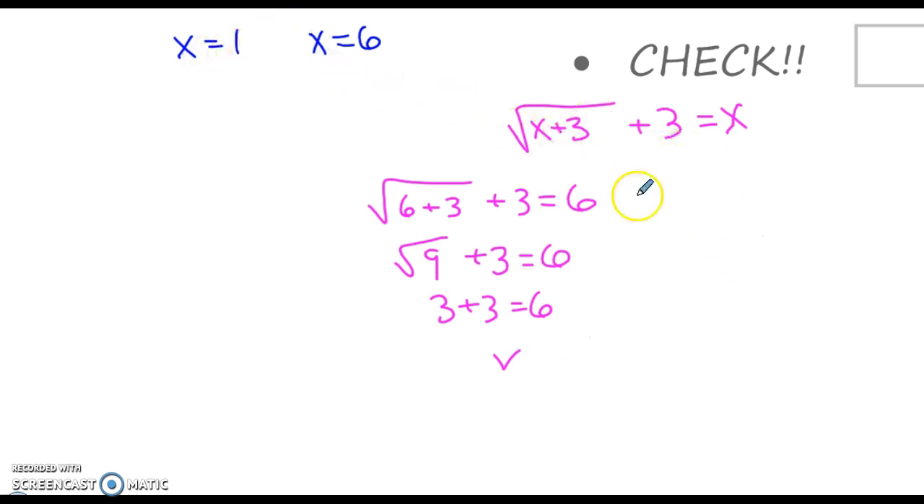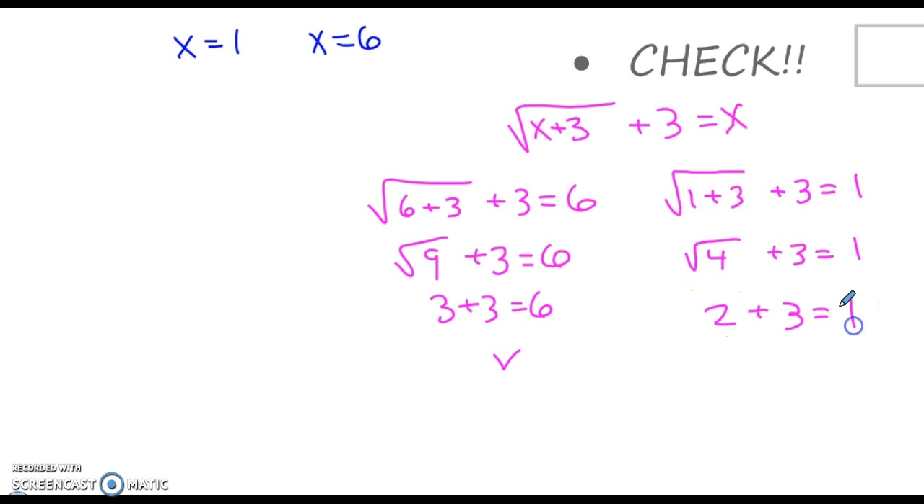Now I'm going to plug in my other answer, a 1. Square root of 1 plus 3 equals, again, I'm plugging in a 1 for x. So here we go. 1 plus 3 will give me 4. Square root of 4 plus 3 equals 1. And the square root of 4 is 2. So I get 2 plus 3 equals 1. And of course 2 plus 3 equal, wait a second. Nope. It so does not equal 1. That is because x equals 1 is actually not an answer.